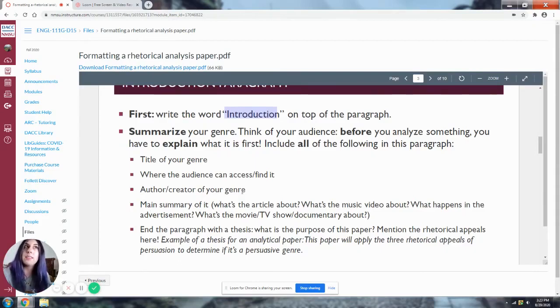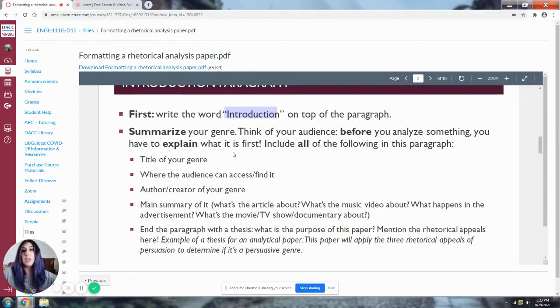So while you're writing these essays, keep this PowerPoint in front of you. This PowerPoint's available for you to download, and keep it in front of you so that you know what should go in each section paragraph before you move on to the next one.